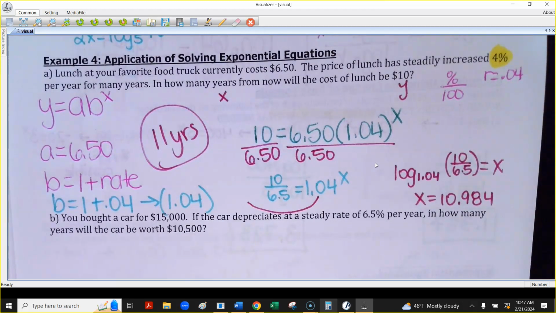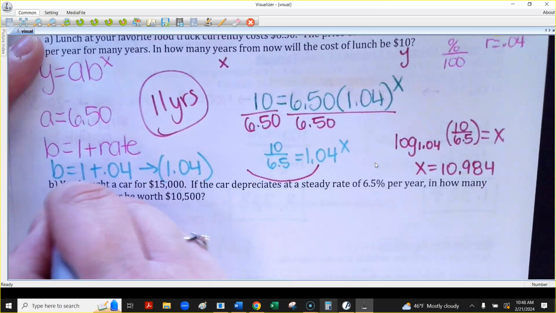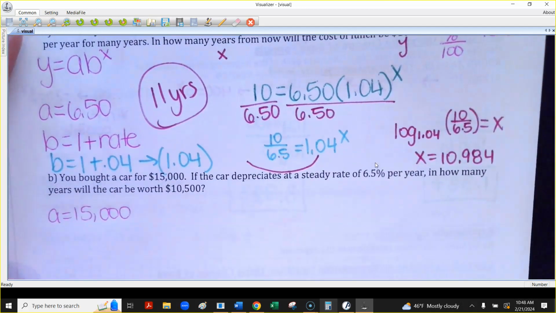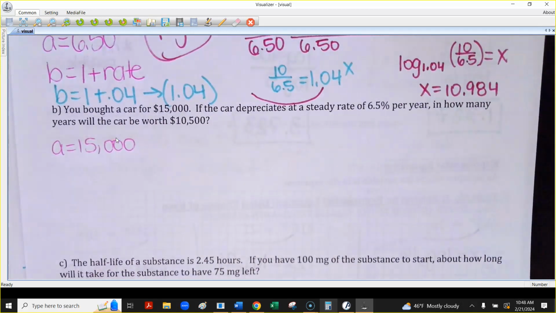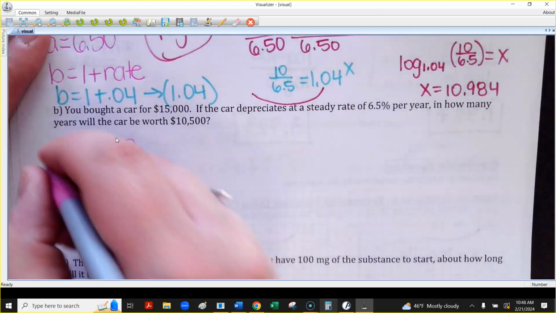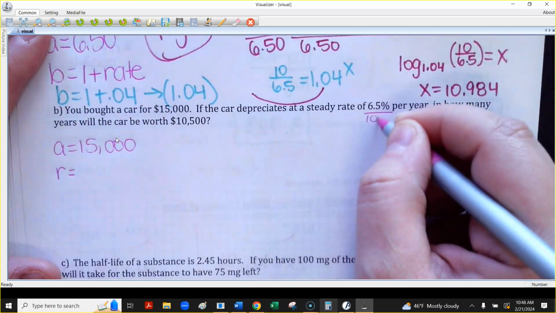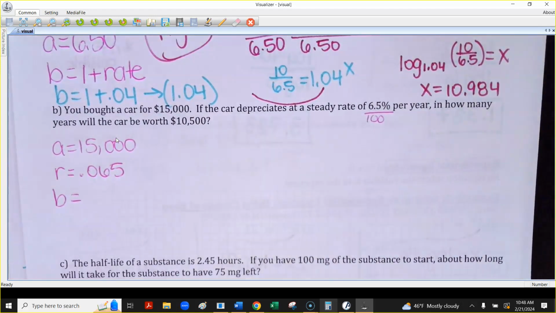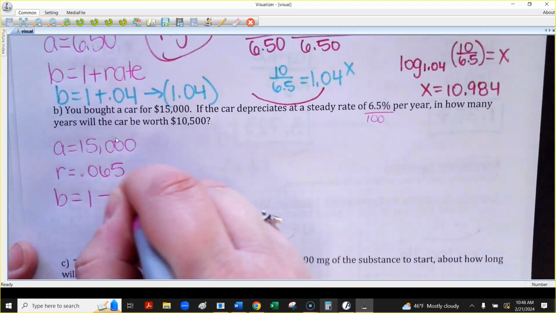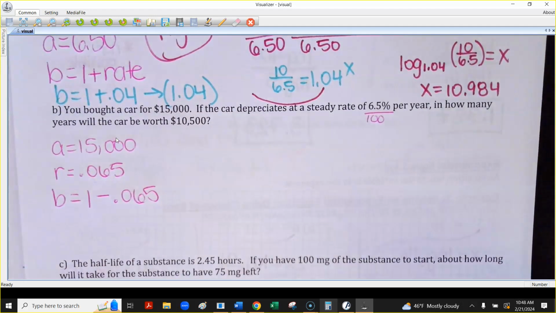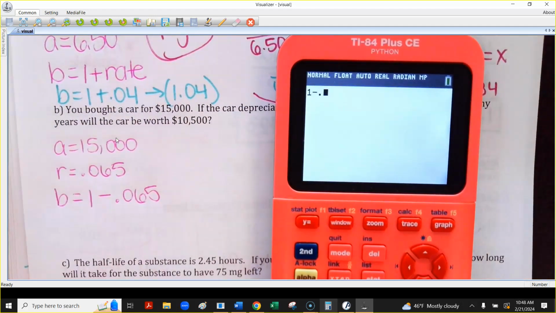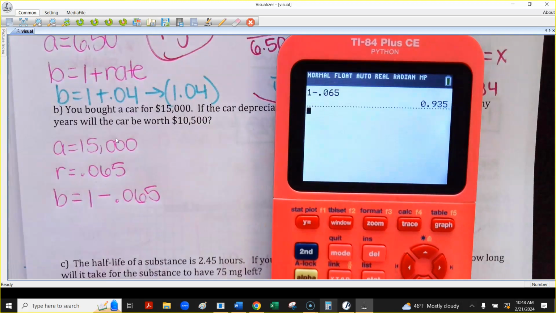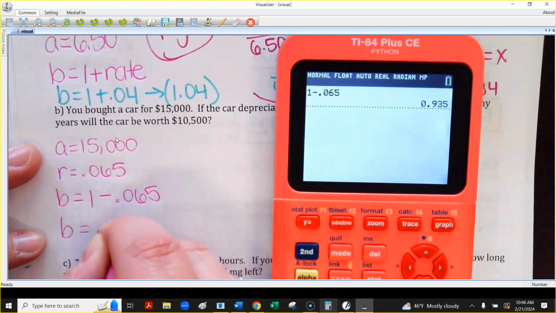Okay, I'm going to do one with decay. It says you bought a car for $15K. That's your A value. The car depreciates, so it loses its value 6.5% per year. So the rate, divided by 100, is 0.065. When you have decay, it's like how much value does it hold? So it's 1 minus the rate. It's losing 6.5% per year, so 1 minus 0.065. The car holds 93.5% of its value, so my B value here is going to be 0.935.